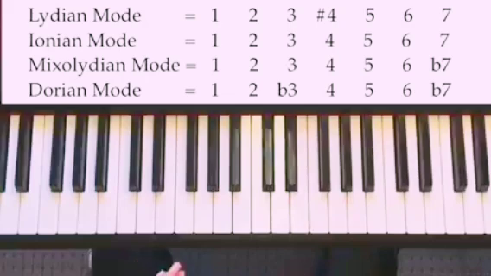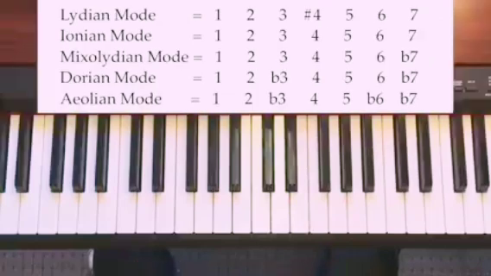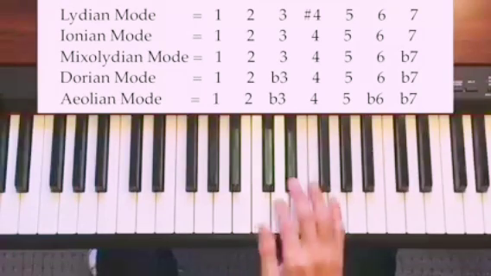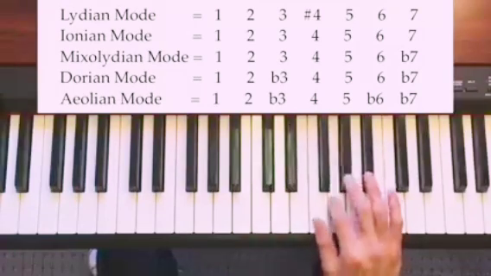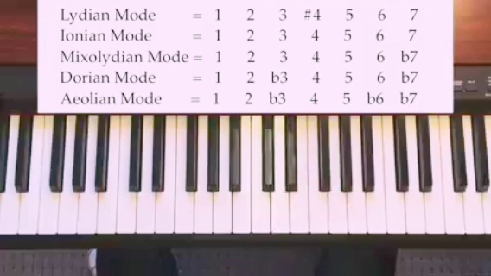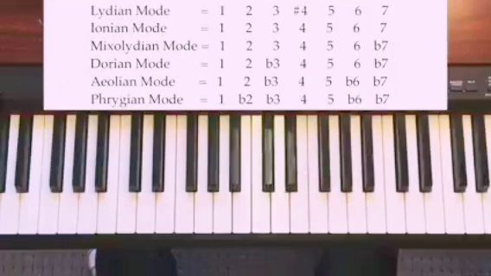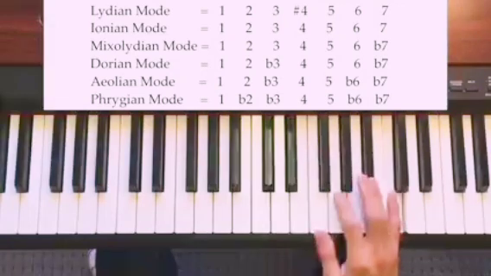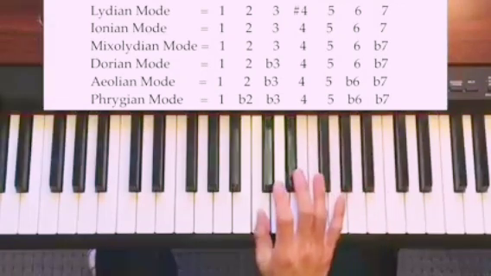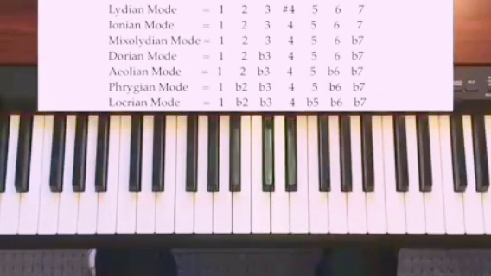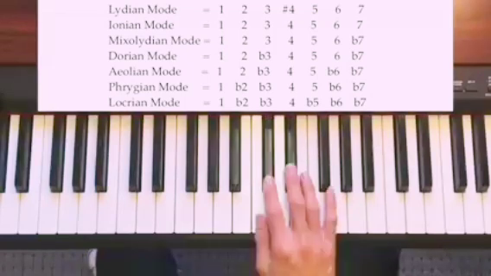The next darkest after that is the Aeolian mode, and the Aeolian mode is the same as the minor scale, or the minor key. So the Aeolian mode, you're adding a flat 6 now. After the Aeolian mode, the next darkest is the Phrygian mode, and there you're going to add the flat 2. And then lastly is the Locrian mode, and here you're going to add the flat 5.